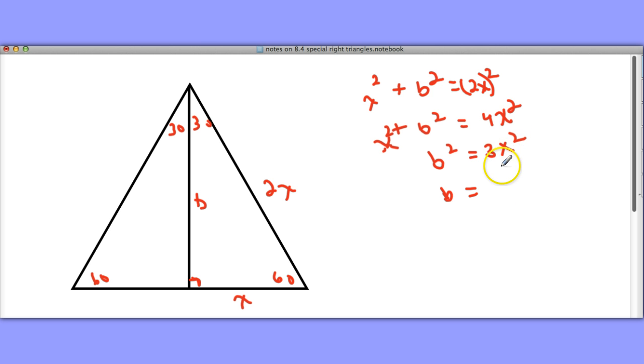And I take the square root of both sides. Square root of x squared is x. And then we have square root of 3. So yes, it looks like the long leg is always going to be whatever the short leg is times the square root of 3. And the hypotenuse is always going to be 2x.